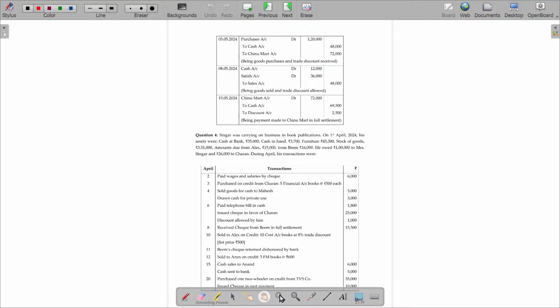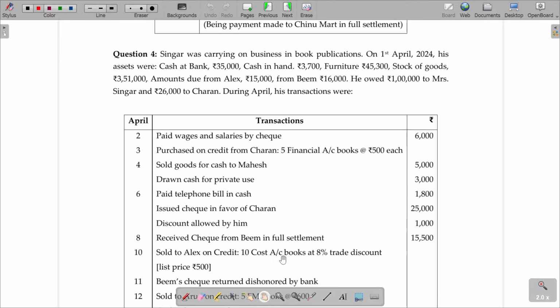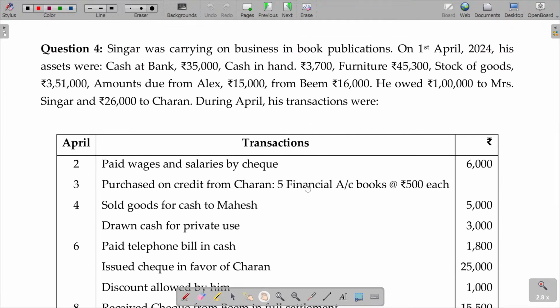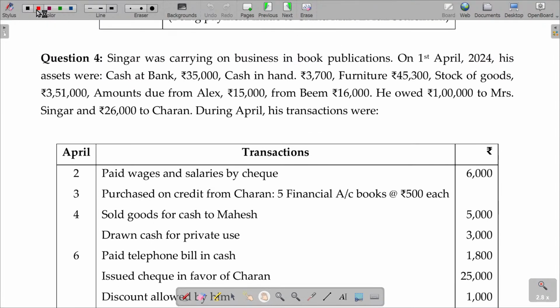I am going to pass the journal entries here. Singer was carrying on business in book publications. On 1st April 2024, his assets were, okay, as well as he owed. Means we have been given assets and liabilities as on 1st April 2024.